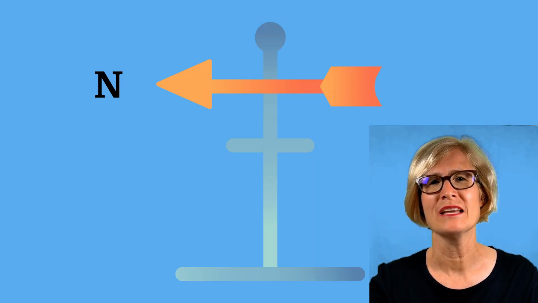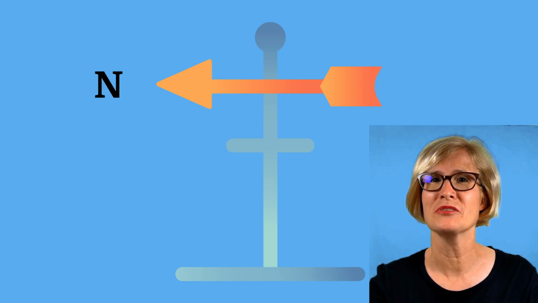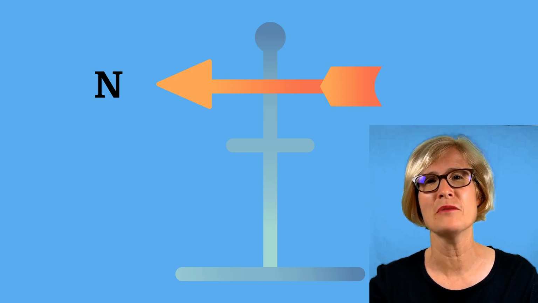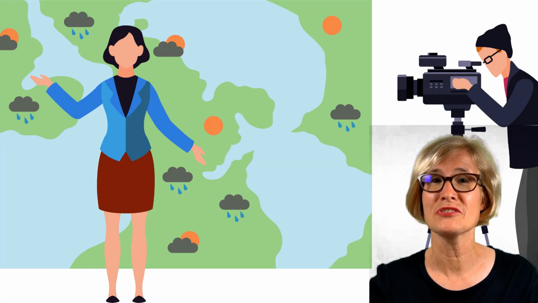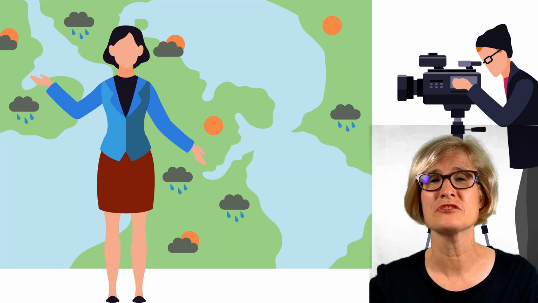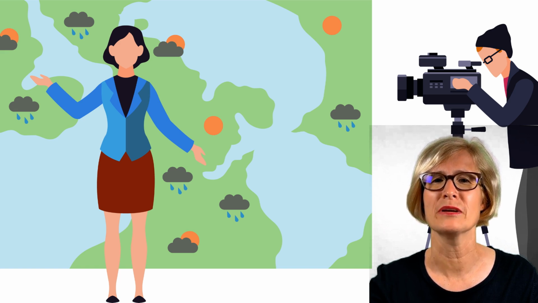For example, if the arrow on the weather vane is pointing north, that means there is a north wind, i.e., the wind is blowing from north to south. Weather forecasters, otherwise known as meteorologists, use wind direction to get a sense of what kind of weather is coming.